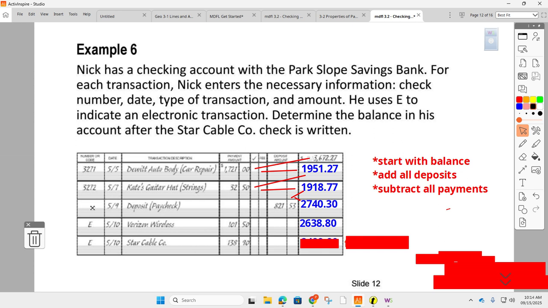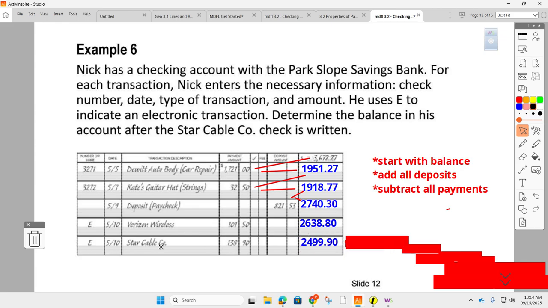Electronic transfer, so it's not going to have a check number. This is getting directly pulled out of a bank account, or digitally paid from their checking account. So there's no check number. So you definitely want to put what it's for, the date that you know it's coming out of your account, and then this gets subtracted from the previous balance. The $138.90 is your cable bill.